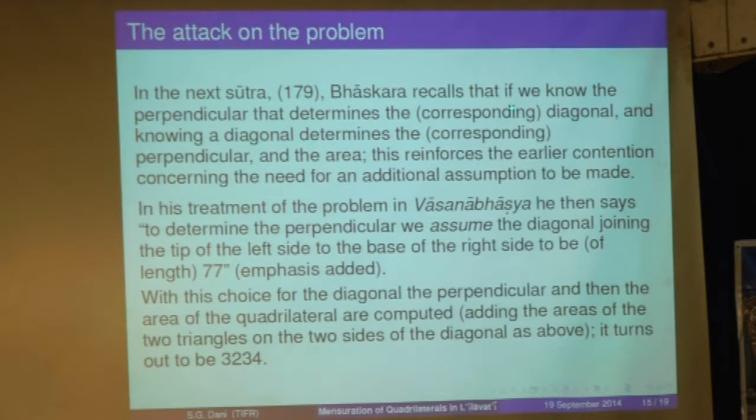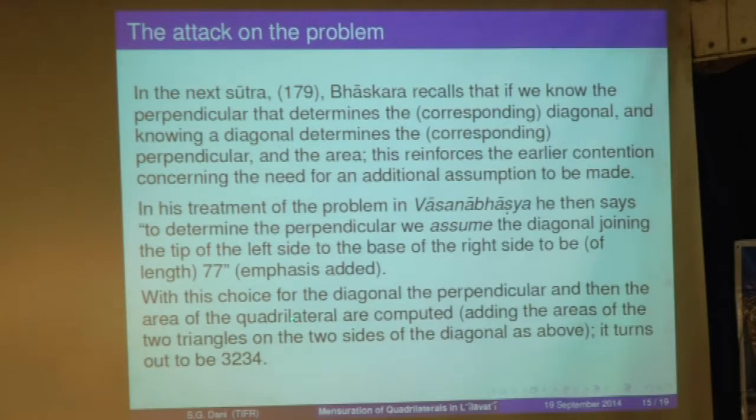In the following sutra, he again emphasizes that if we know the diagonal, then we will know the perpendicular and vice versa. So one datum is again needed, and then he proceeds to determine it; this part is not in the main text, but it's there in the annotation. To determine the perpendicular, we assume the diagonal joining the tip of the left side to the base of the right side to be 77. This value is rather curious.